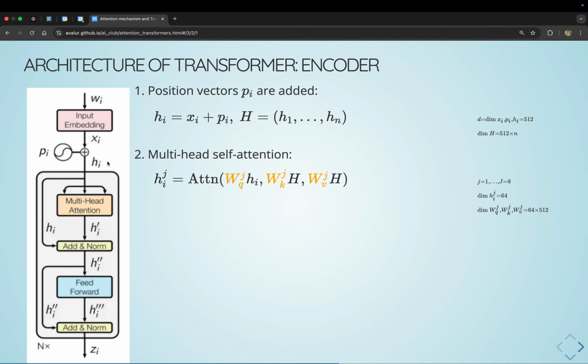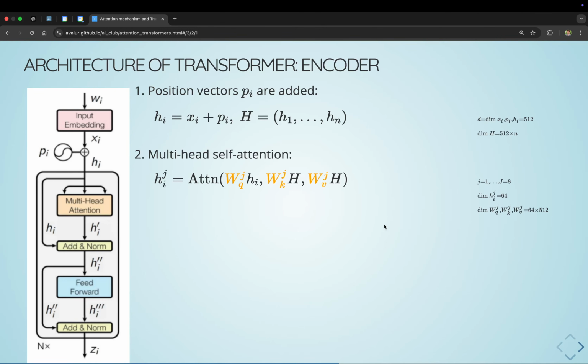Then in the second stage, here you see the multi-head attention block. We simply perform the attention operation, and this is a self-attention operation because here we have only h embeddings, so the vectors from input. So here we work only with the input sentence. And hij is the result of the attention block for vectors hi.